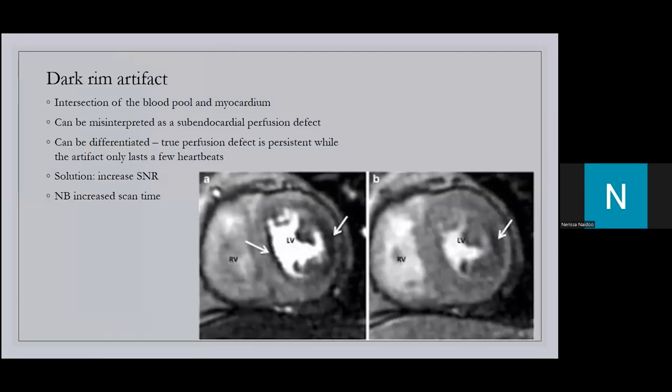Okay, the solution for the dark rim artifact is to increase your signal to noise ratio. But remember again, when you are increasing your SNR, you do increase your scan time. As I said, if you're an experienced MR tech, or if you have a radiologist with you and you can easily identify the difference between the dark rim artifact and your true perfusion defect, then there isn't really a need to repeat the scan.